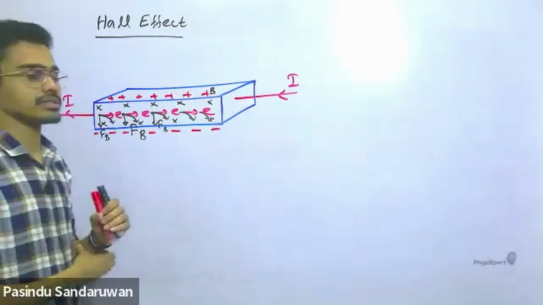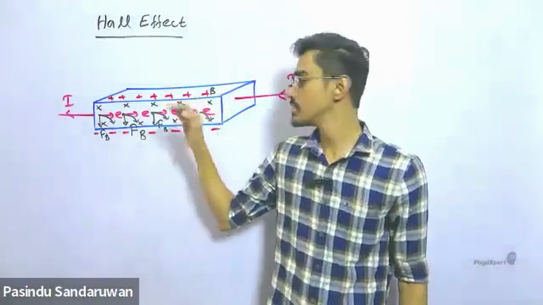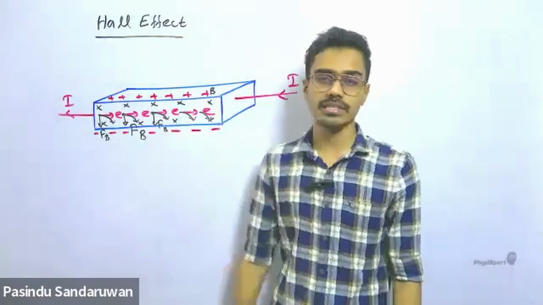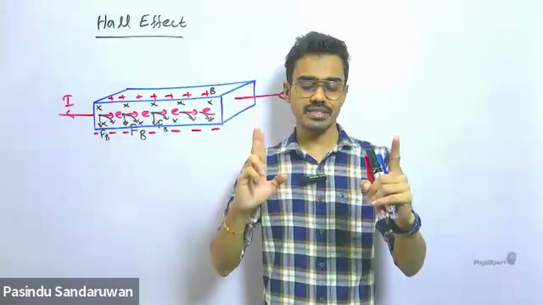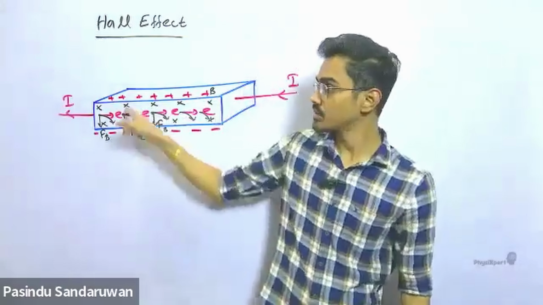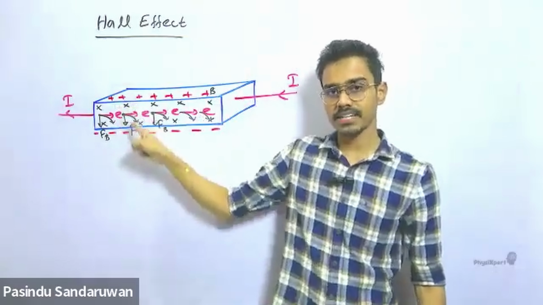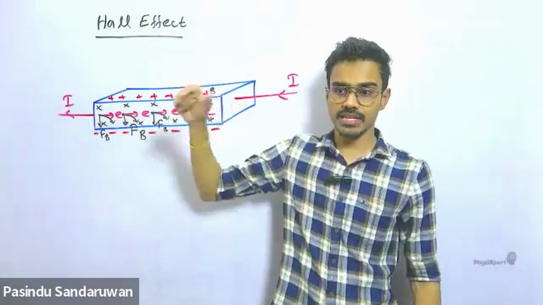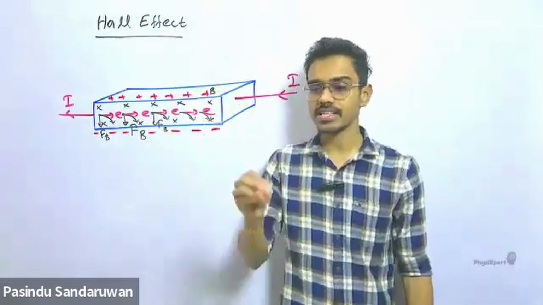Now the thing is this. We have a gap between these two ends in this conductor, and this side is negatively charged, the other side is positively charged. Which means they are at two different potentials, so there is a potential difference in between.